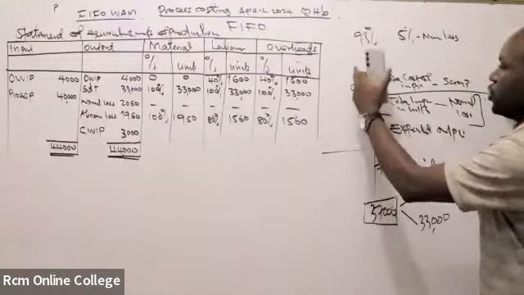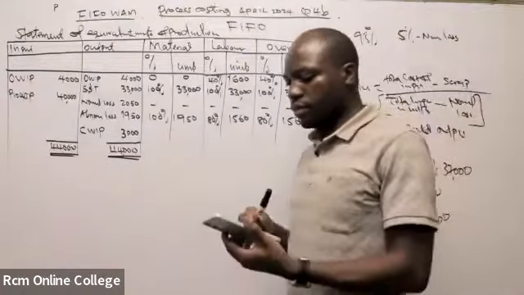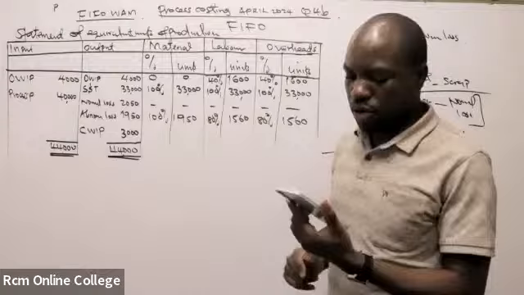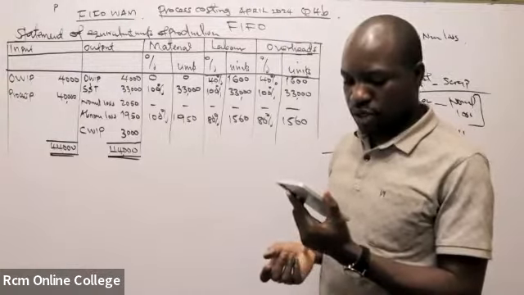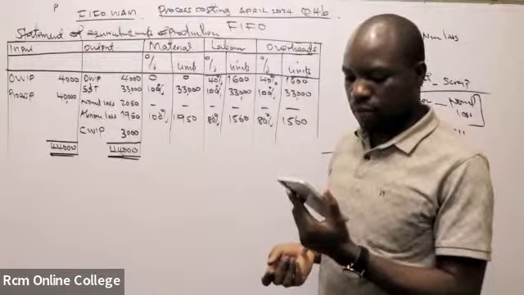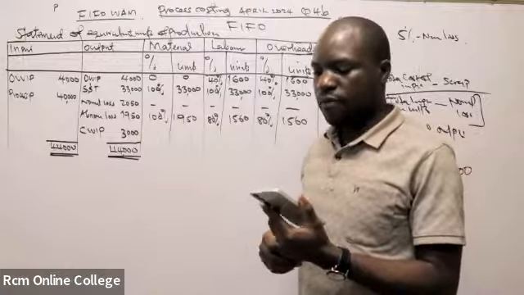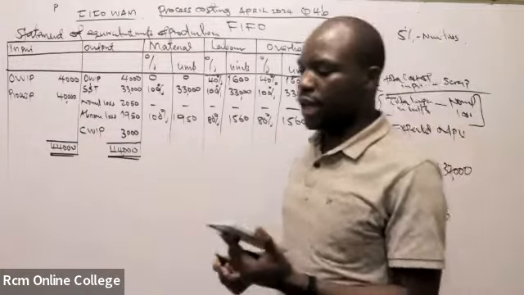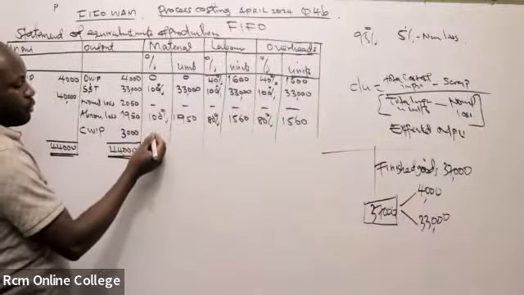I've explained it using the cost per unit here. Our closing work in progress. Were we given percentage of completion? Yes. Additional information number 4: 100% material, labor and overheads, 50%. Now, somebody's already having a question. And the question will come from what I'm going to do here.